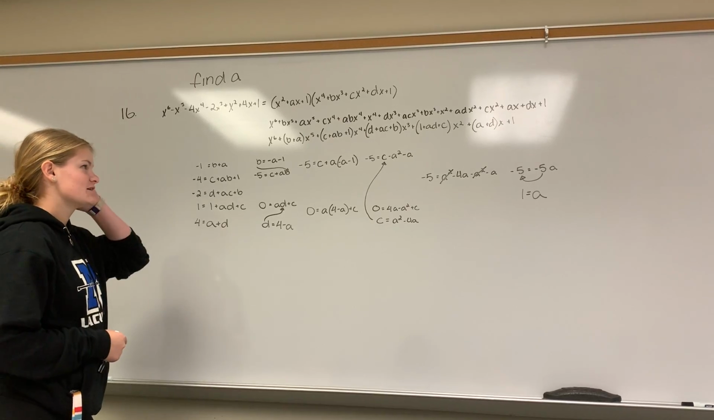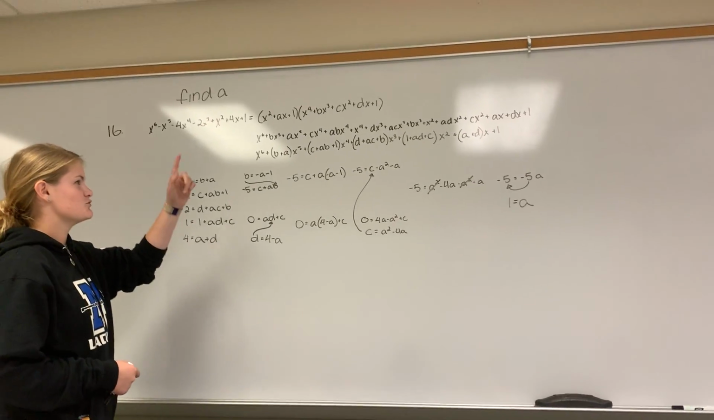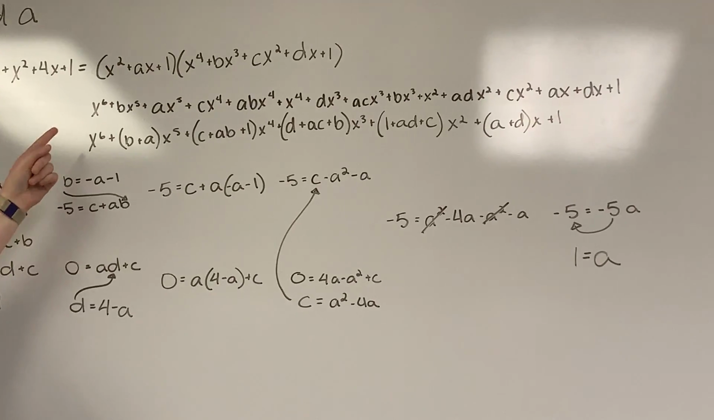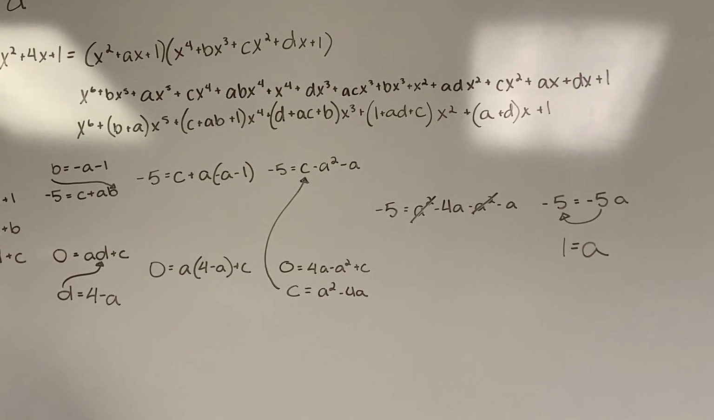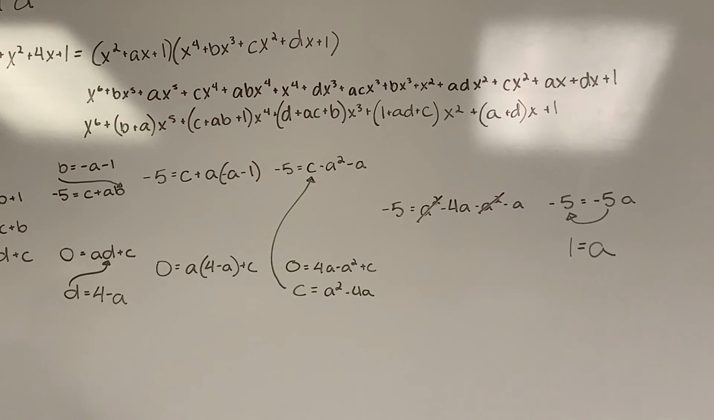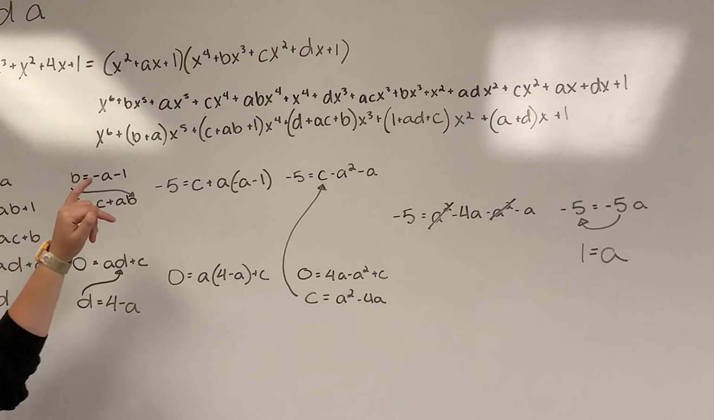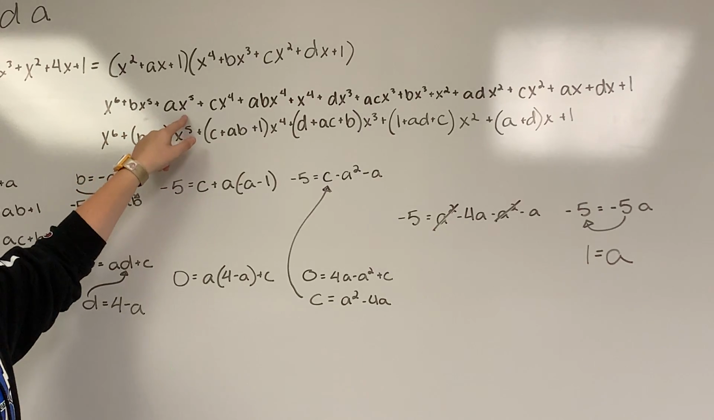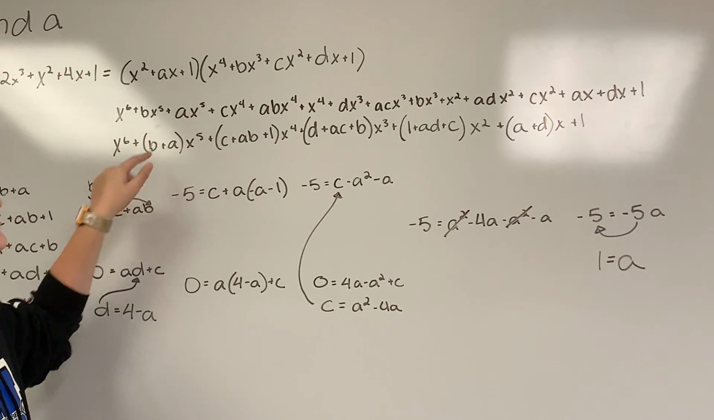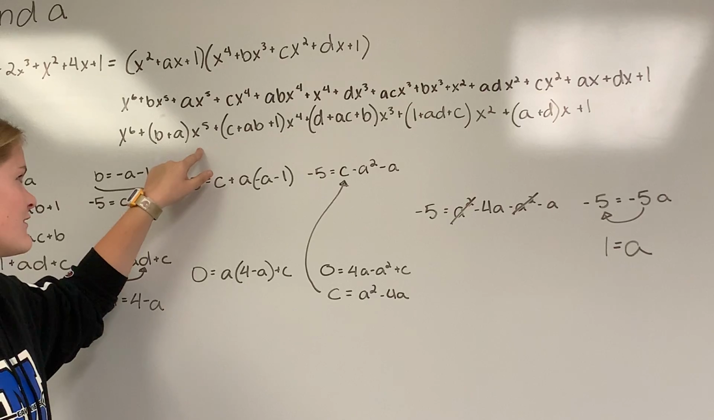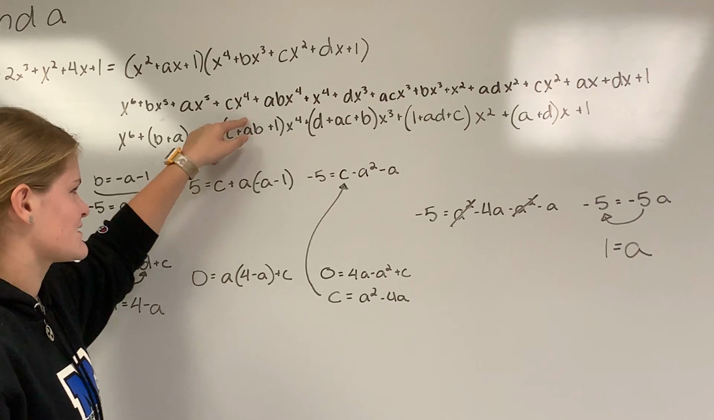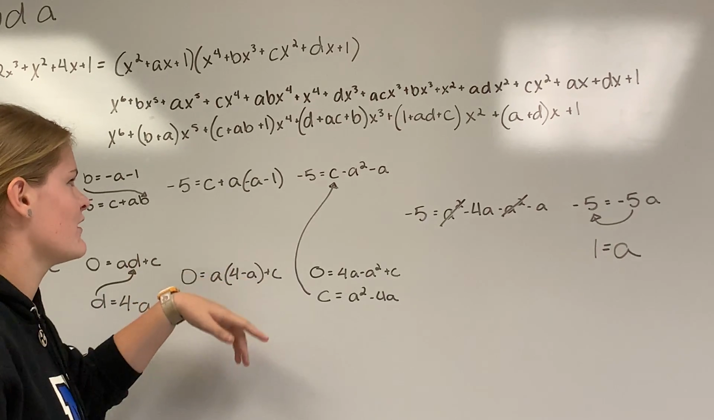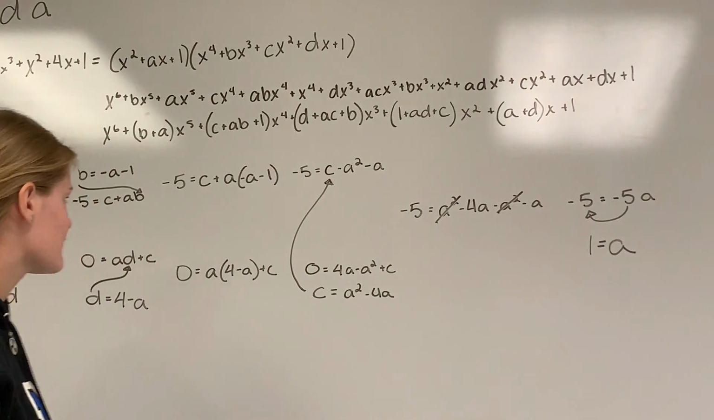So the first thing I did was I multiplied out the two quantities, so I got this quantity, and then I factored the x's out, so you get x to the 6th, and then you factor out the x to the 5th from these two, so you get b plus a times x to the 5th, and then you factor out x to the 4th, and you get c plus ab plus 1 times x to the 4th, and so on and so forth.